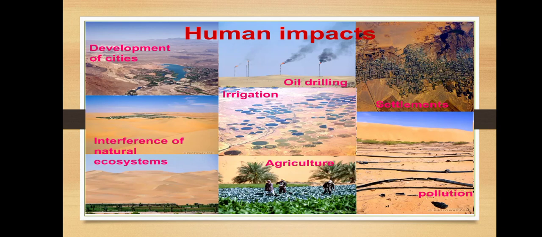We have the development of cities. It is good for our modernization and globalization. It is good for our economy. However, it gives us other side effects. And we have also oil drilling, irrigation, interference with natural ecosystems, agriculture, settlements, and pollution. Here, really, pollution, I think we are the best contributors of pollution. Okay, so if you have the human impact, let us continue.